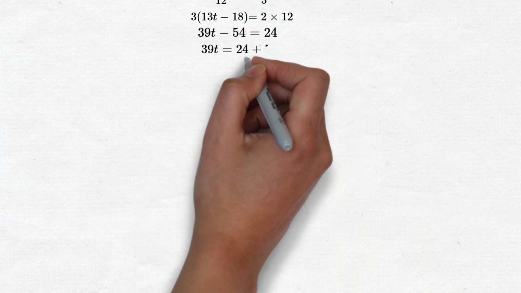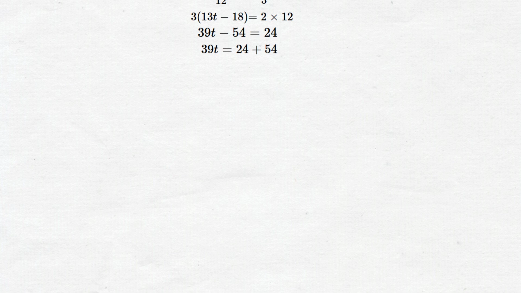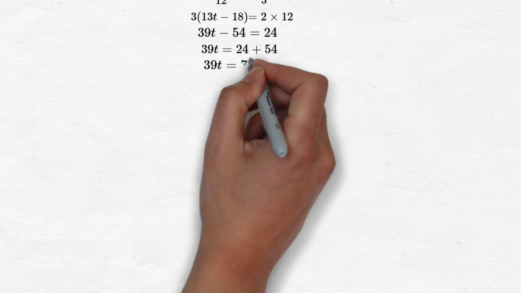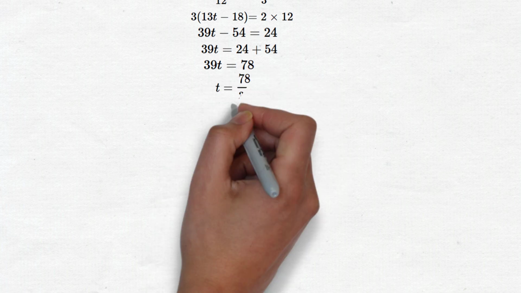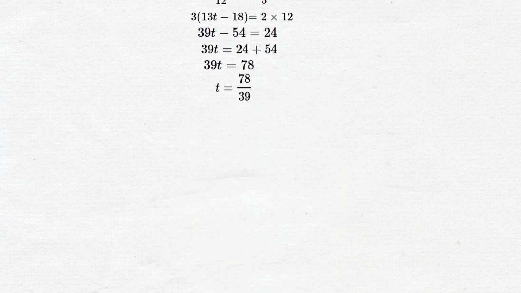39t equals 24 plus 54. 39t equals 78. t equals 78/39. t equals 2. Therefore, the value of t is 2.